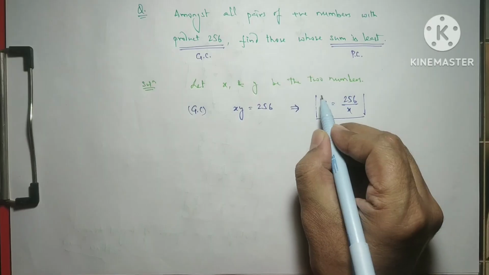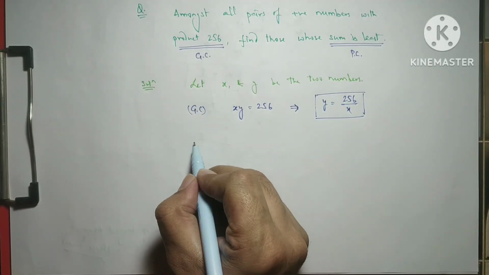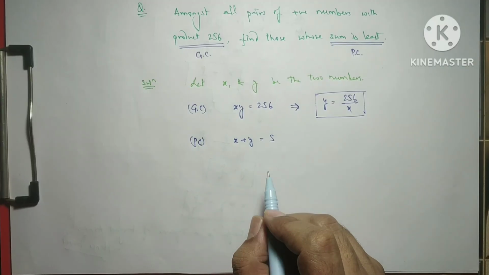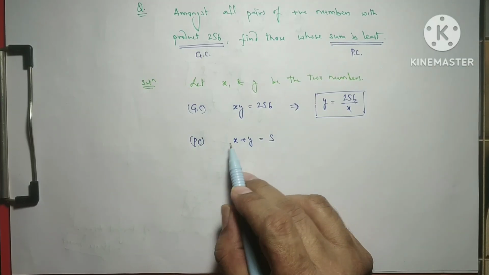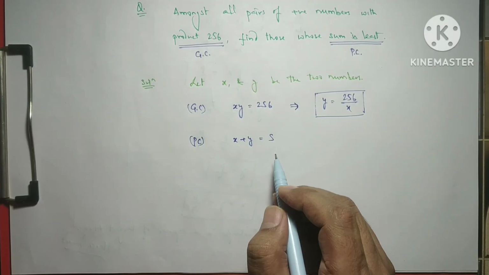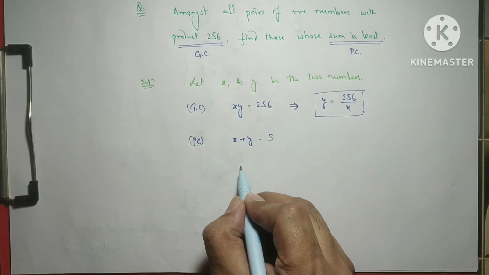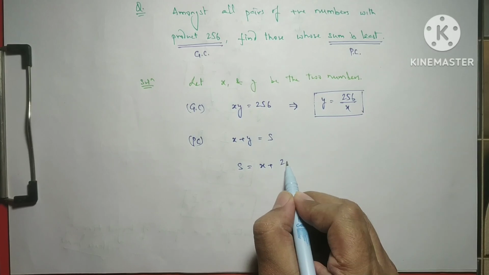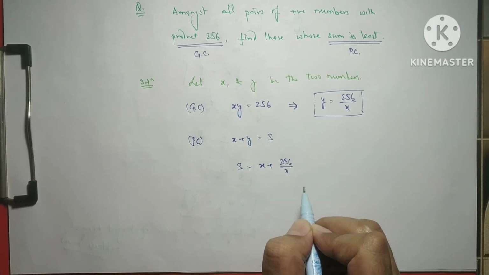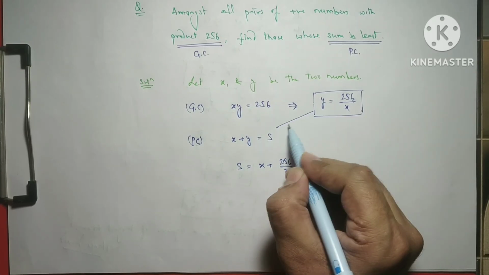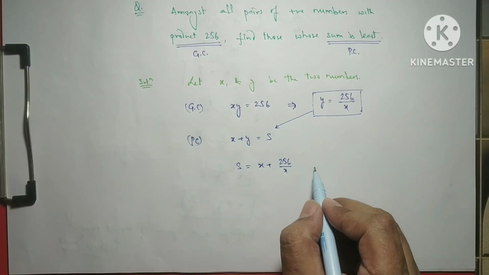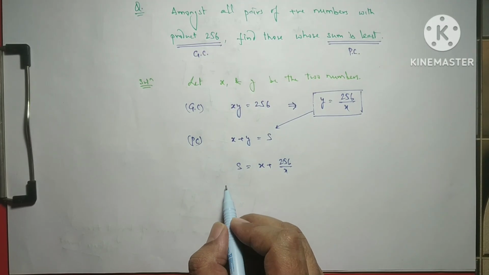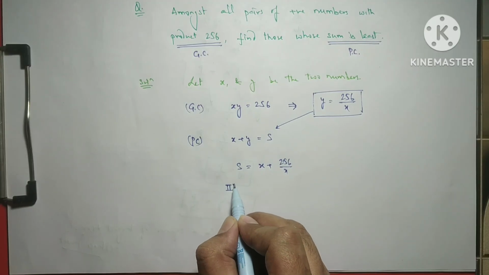So we convert it into one variable, and the proving condition is that the summation should be least. So S is the sum. So S equals x plus y, and y is 256 over x. We put this value in this. So this is the proving condition, and right now we will use the second derivative test. Apply this.